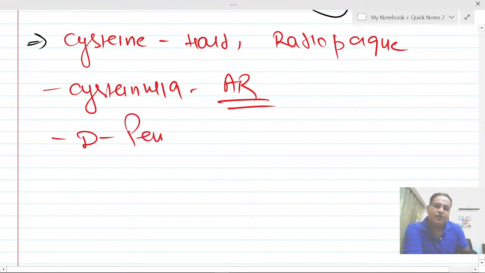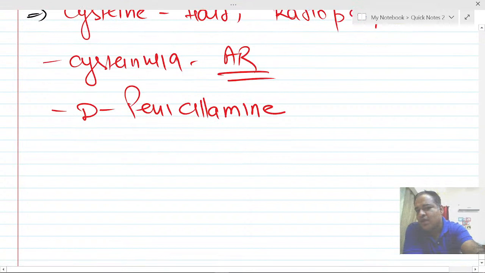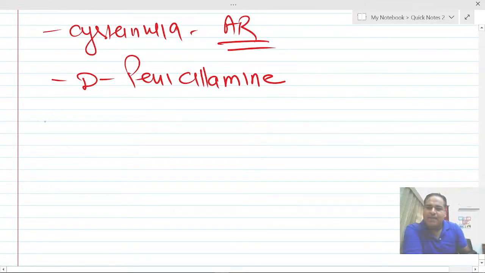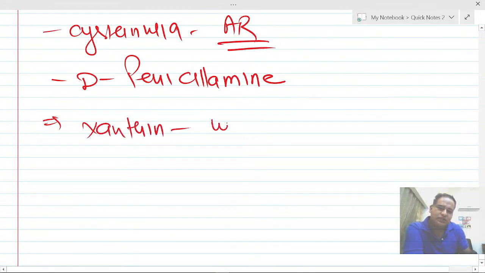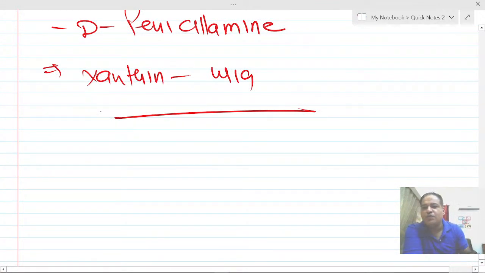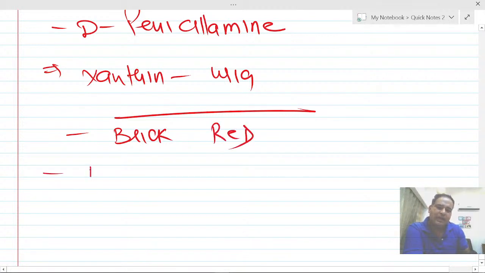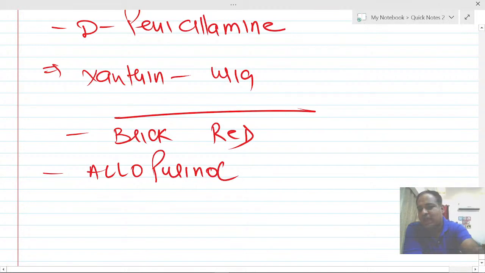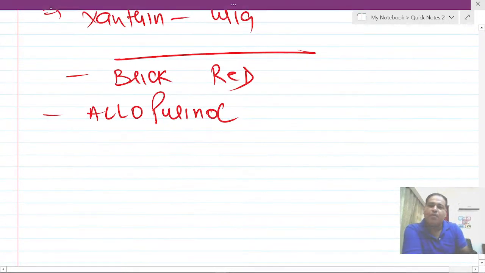What is the treatment of cystine stones when they are just forming? We can use penicillamine. Fine. Xanthine stones, they occur due to xanthinuria. Fine. So I told you they are radiolucent. Secondly, they are brick red in color. They can be treated by allopurinol.